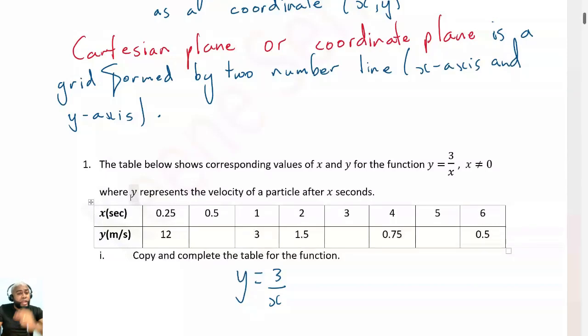All right. So I said that the function y is equal to 3 divided by x is what basically defines the graph, right? How this works is that I take every value of x, which is on the top row, plug it into the equation or function that represents the line, and solve. When you solve, you'll get the corresponding y values, right? So y represents the velocity of a particle after x seconds, so how fast a particle is going after x seconds. So I want you all to test the table, right?